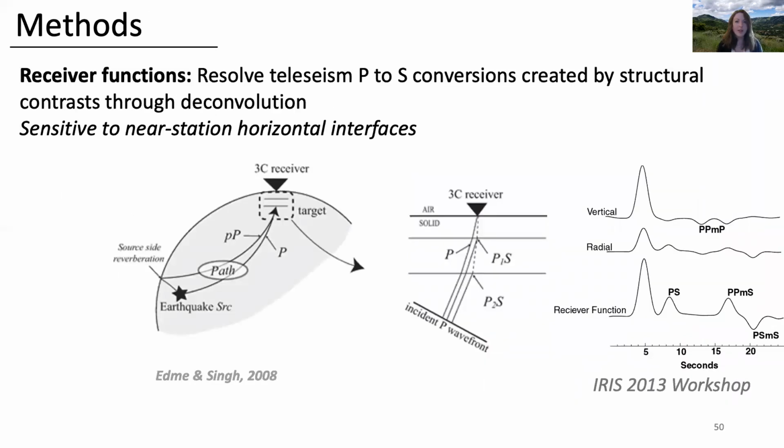Receiver functions use faraway teleseismic earthquakes and P to S conversions created by structural contrasts through deconvolution. This effectively removes the path and source information to give a sensitivity to near-station horizontal interfaces, such as the Moho, which is the boundary between the crust and the mantle, and the sediment to bedrock interface.